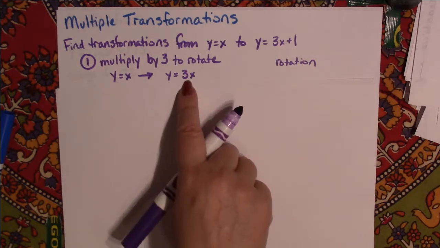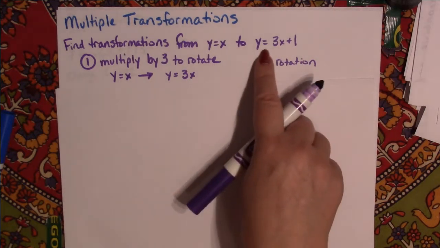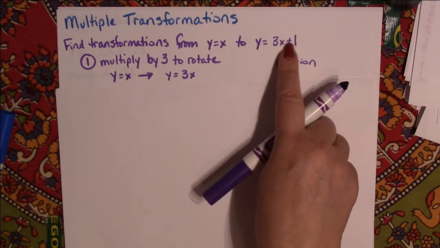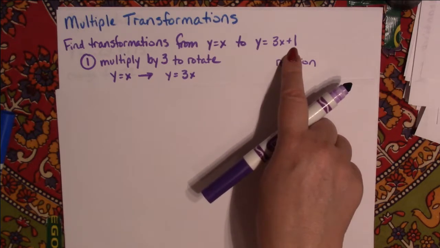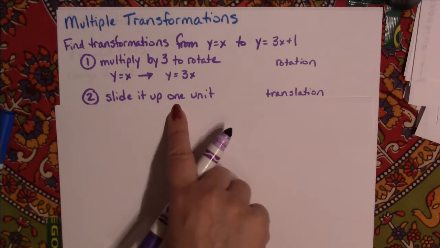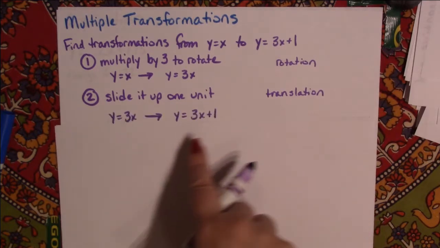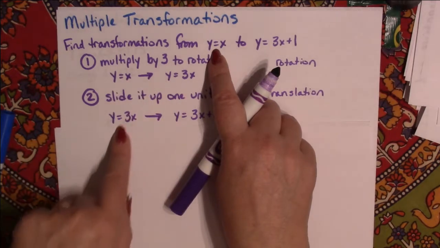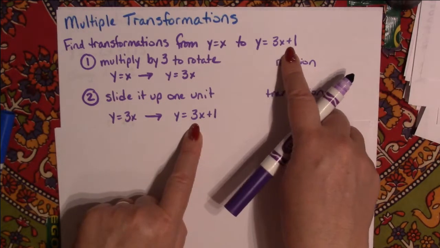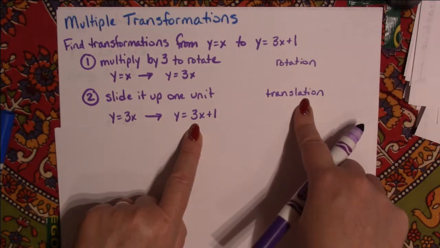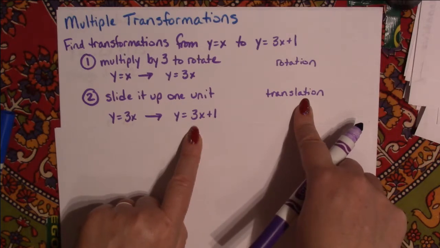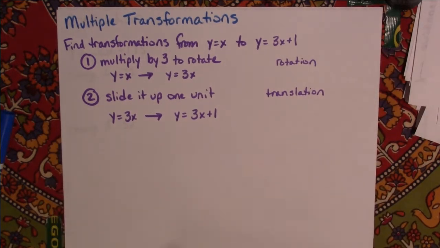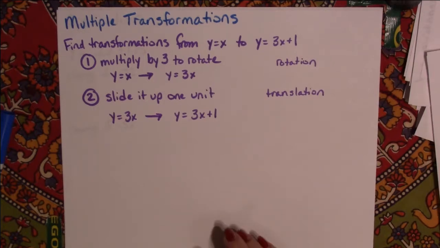So if I'm going to go from y equals 3x to y equals 3x plus 1, all I'm doing is changing the y-intercept by 1. That's sliding it up 1 unit. That's a translation. And that gets me from my starting spot to my ending spot with a rotation and a translation. Hopefully most of these are pretty straightforward for you. I'd like you to try.